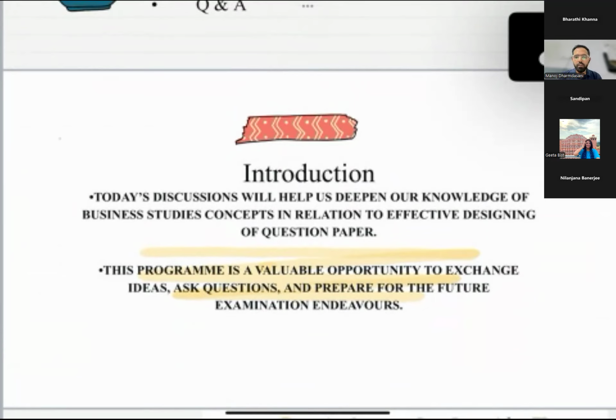And this program is a valuable opportunity to exchange ideas, ask questions, and prepare for the future examination endeavors. It might be possible that a few of us are going to be CBSE resource persons, or CBSE question paper setters. While being at that particular platform or stage, what are the things we need to focus on, or keep in mind while studying these question papers?